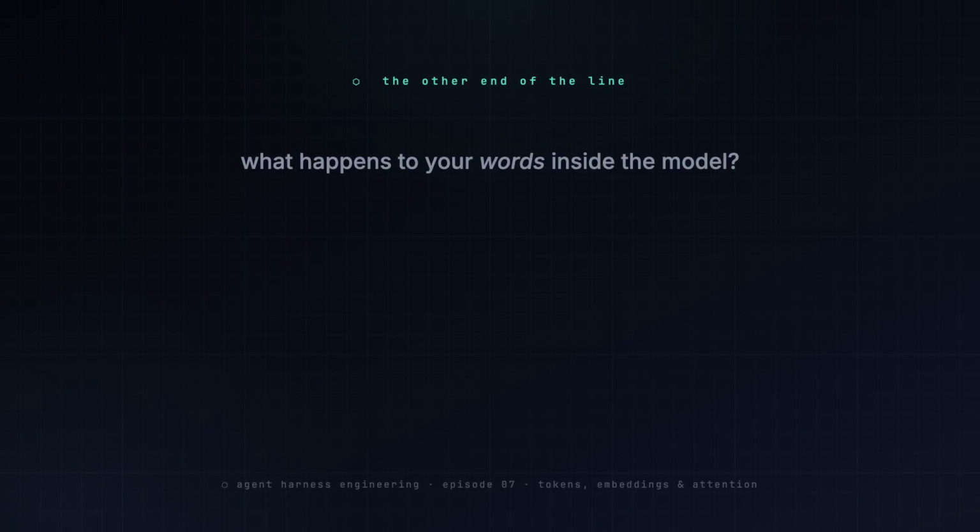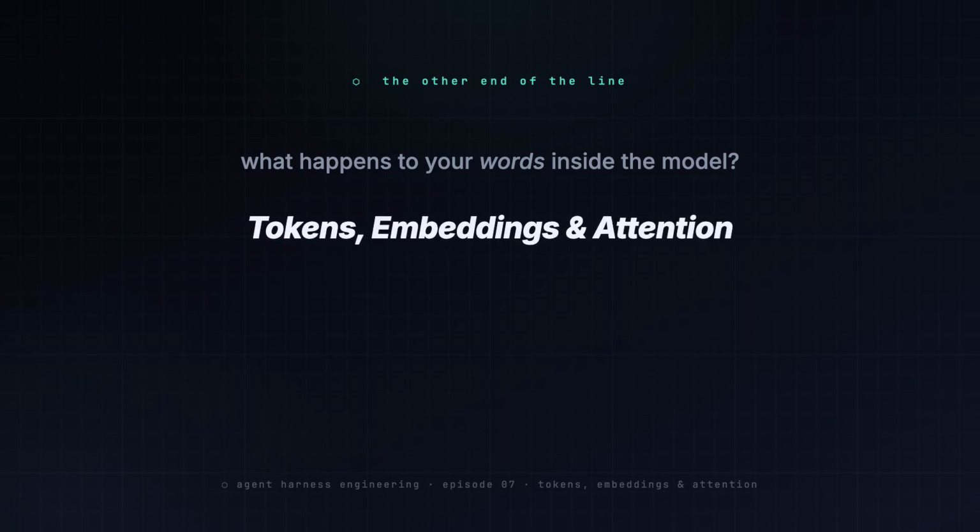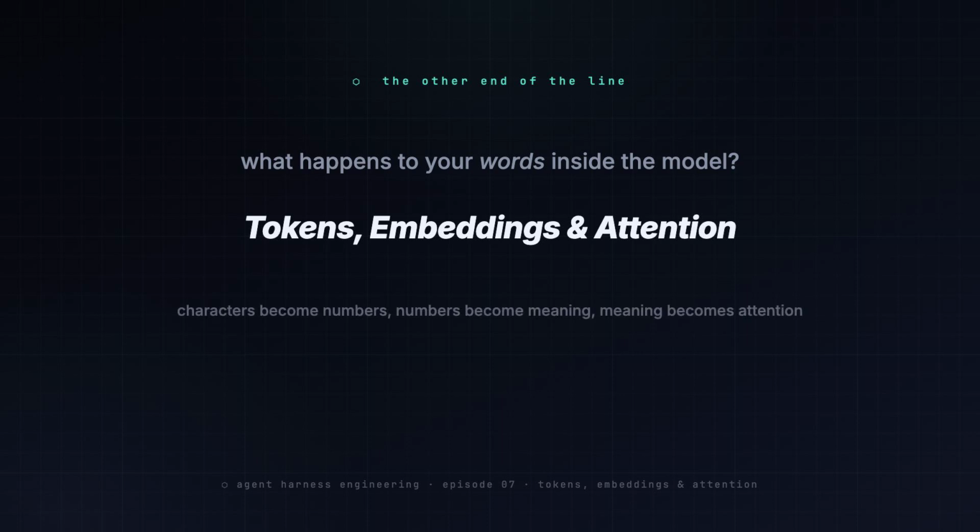Last episode, we said the agent core must stay pure so it can cleanly talk to a model. But to engineer that conversation well, you have to know what's on the other end of the line. So, what actually happens to your sentence the moment it hits a language model?